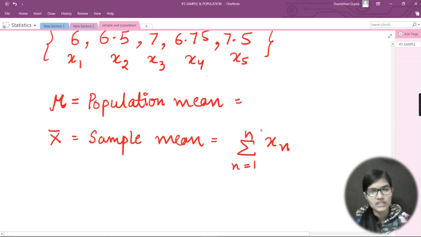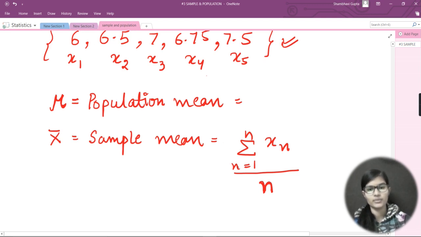So here n will go till 5 and it will add all the things that are here and divide it by the total n, the total number of data points, 5 in this case. I hope you got the idea of the sample mean and how to calculate it. Here this n is the total number of data points. It will start from 1 and go to the total data points present. After that comes xn, and summation means to add all of these.